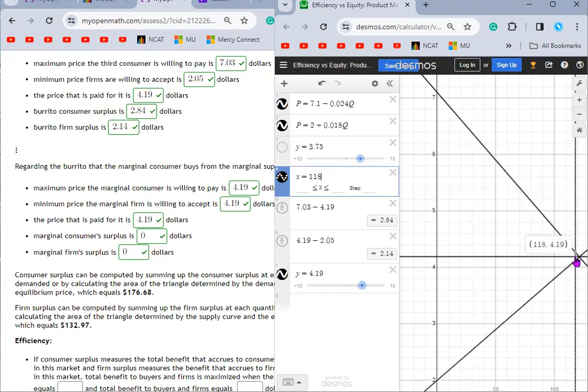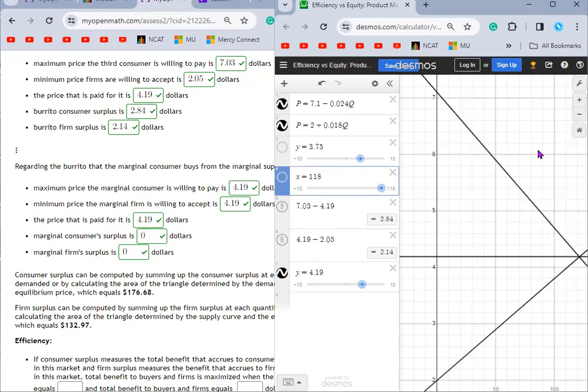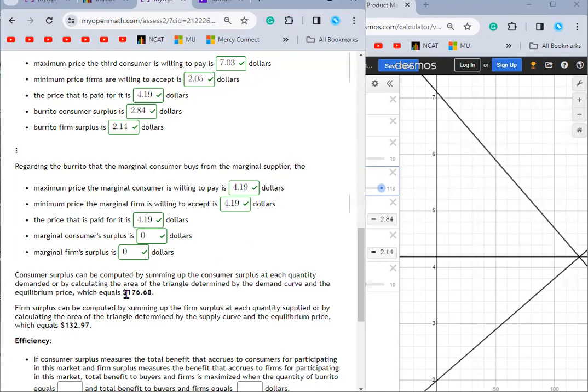Right? So consumer surplus is the difference to this vertical height here, right? That vertical height difference is the consumer surplus of the 118th burrito served, right? So we can sum all those vertical heights, or we can measure the consumer surplus by the area of this triangle, right? And I've done that for you. The area of the triangle is 176.68. That's the area of this triangle here.